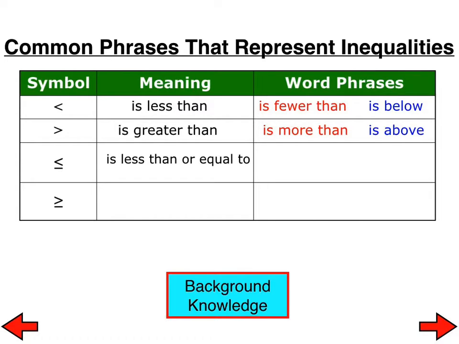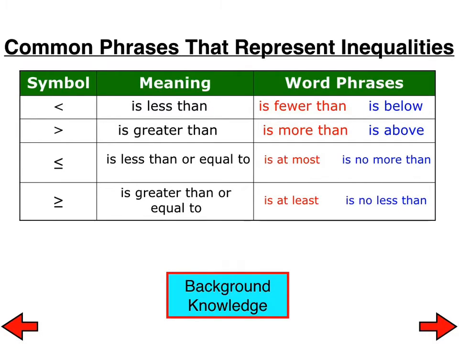So that one would be, how do we say that one normally? Because we don't say is less than or equal to in real life. At most. There's another way. Is no more than. How about the last one? How do you read that one normally in math? Greater than or equal to, so that would be is no less than or is at least. Take a good look at these. We're going to be using these today.